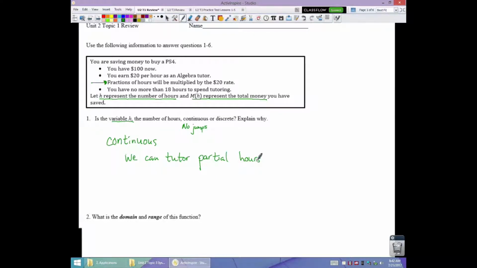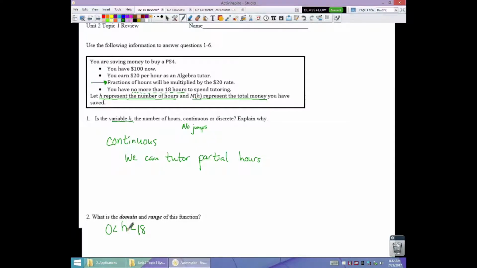Well, because we have just said that H is a continuous variable, our domain will be done in the form of an inequality. So the least amount of hours that I could tutor would be 0, and the greatest amount of hours would be 18. No more than 18 hours. So from 0 to 18, we're talking about the hours, so that's the variable H.